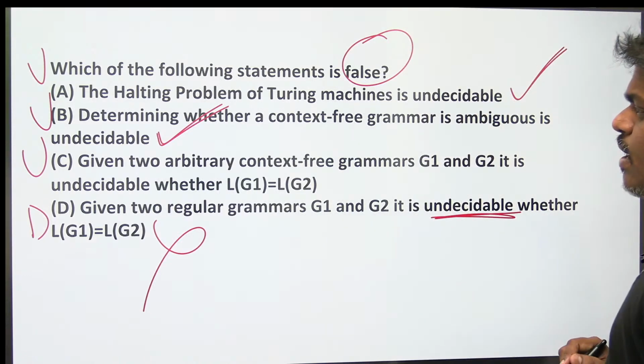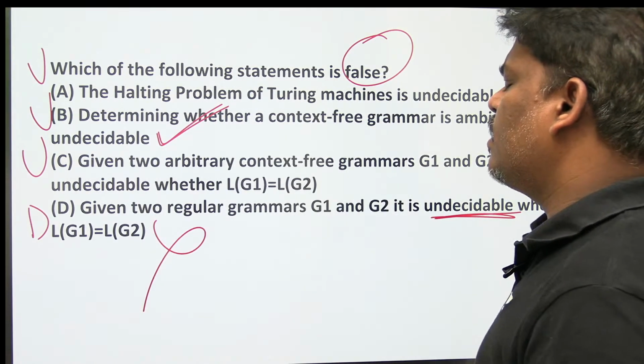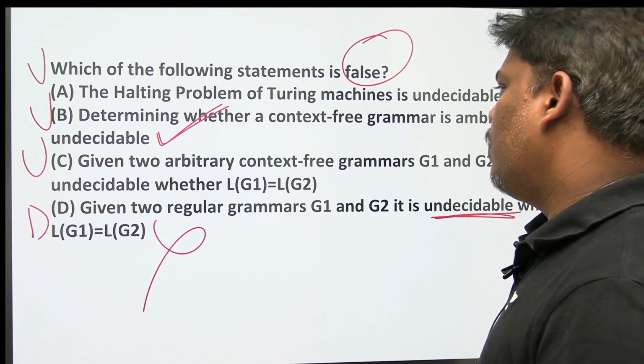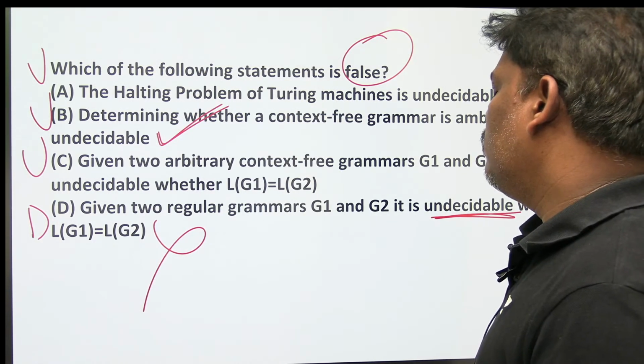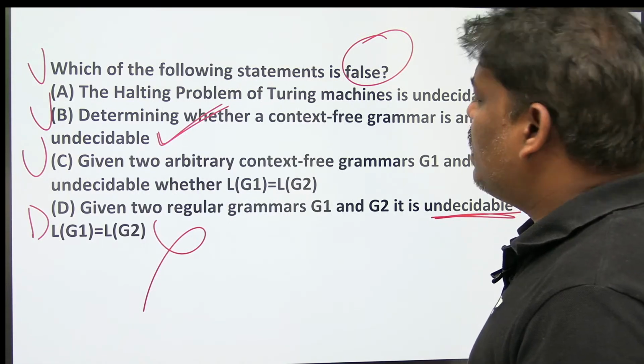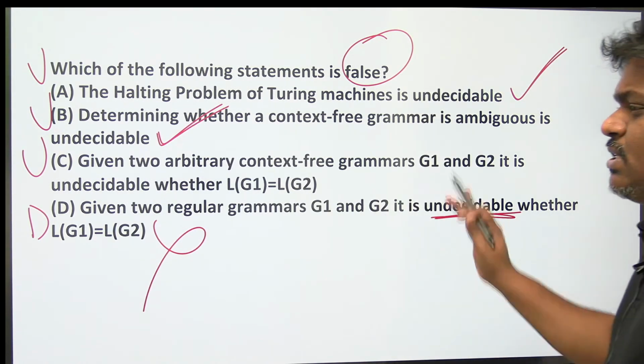Using a comparison table you can compare whether two finite automata are equal or not. Finite automata means regular grammar, regular expression, DFA, NFA, epsilon NFA. Many ways are there: regular grammar, regular language, finite automata, DFA, NFA, regular expression, epsilon NFA. Remember, these are the standard statements.